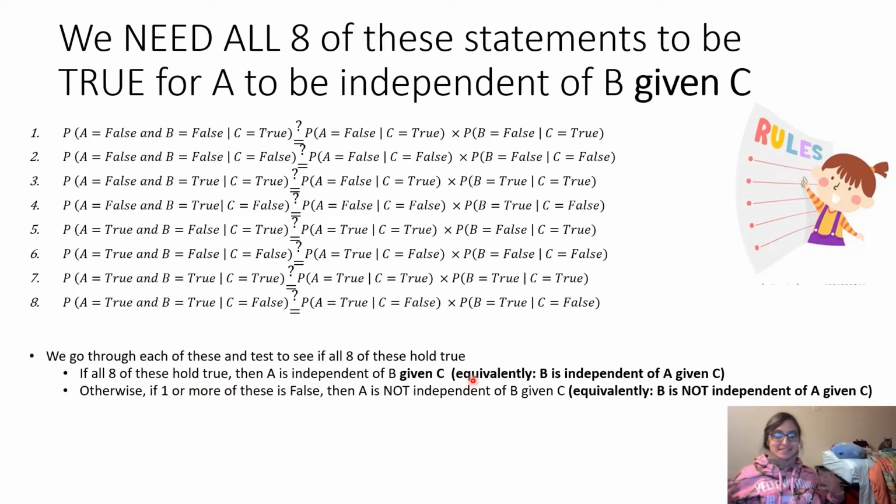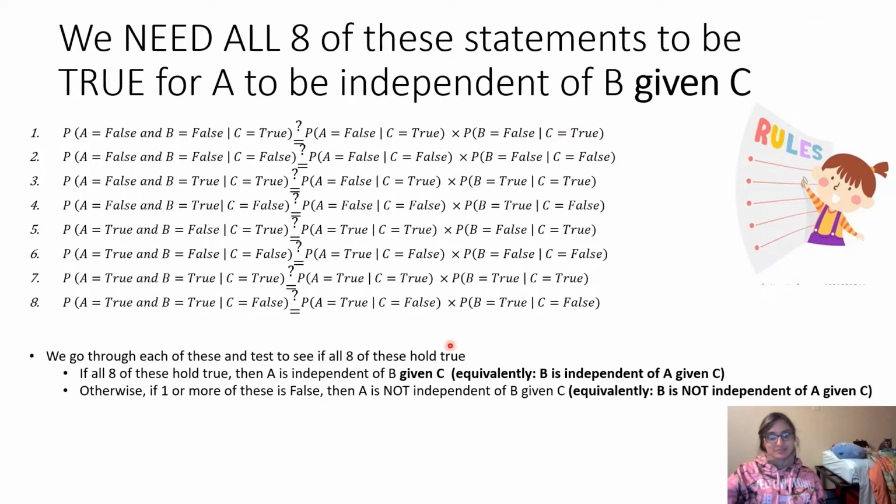Which is the same thing as saying that B is independent of A given C, as I was mentioning, it's just a matter of speak. But if one or more of these is false as you're checking along, then A is not independent of B given C, which is the same thing as saying that B is not independent of A given C. So sometimes this is better, as I was mentioning, because if one or more of these is false, otherwise you're stuck going through all the calculations.